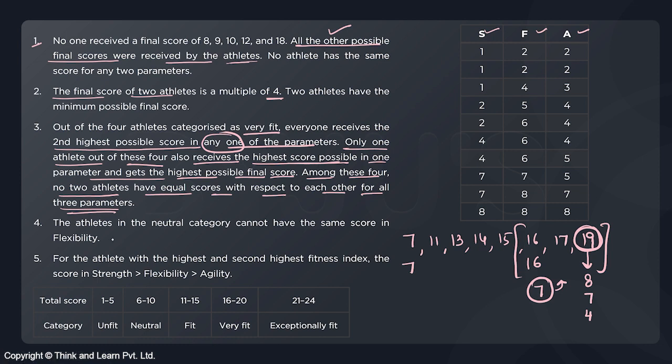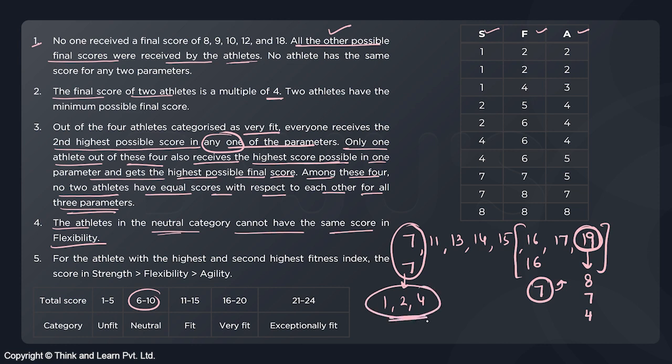Next, move on. The athlete in the neutral category, neutral is 6 to 10. There are only two athletes in this category, 7, 7. They cannot have the same score in flexibility. Now the point is, two people have got a score of 7, 7. 7 can be formed by only 1, 2, 4 because you can't have the same score in any two parameters. It is already given, right? So I can't have anything else apart from 1, 2 and 4. I can't write 1, 3, 3 because no one can have the same score for any two parameters. Moreover, anyway, 1, 3, 3 is not possible.